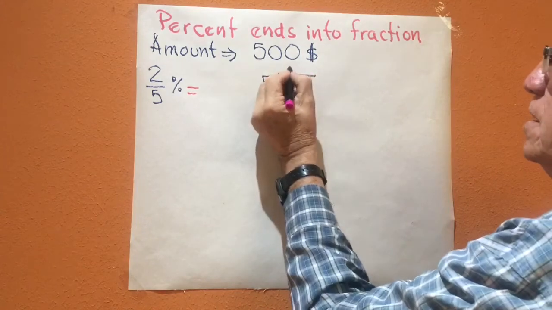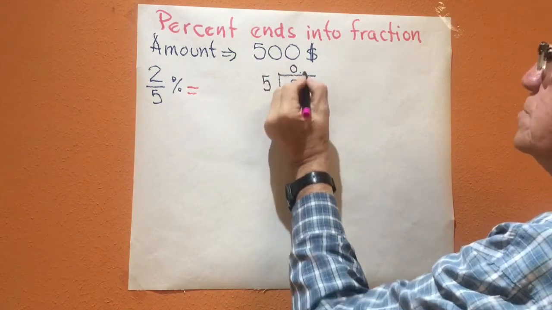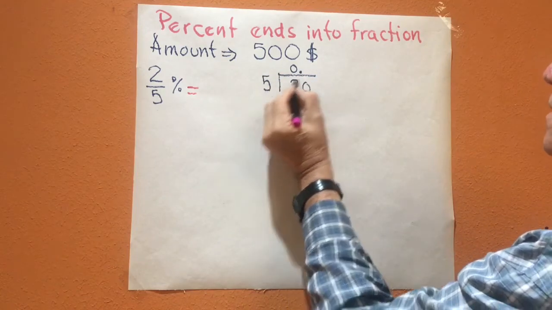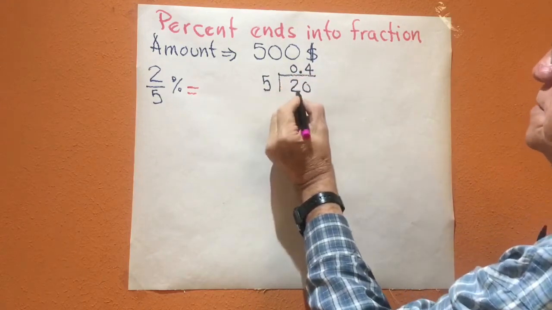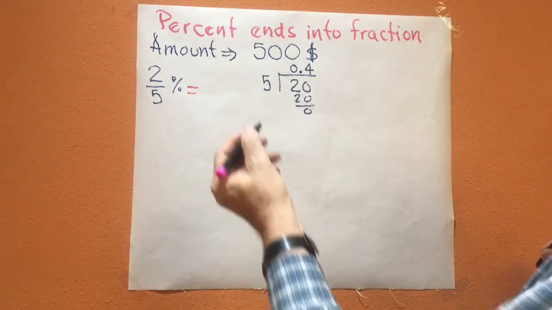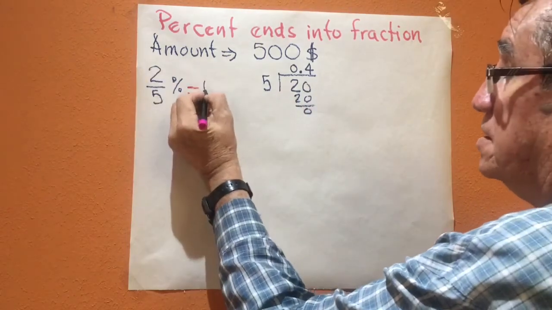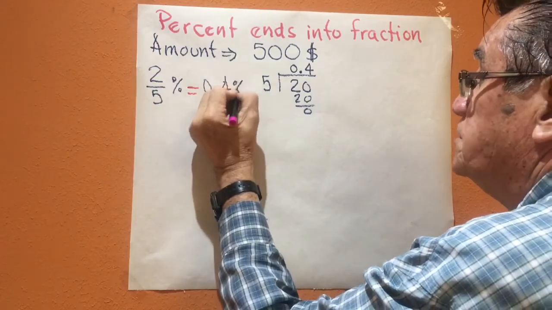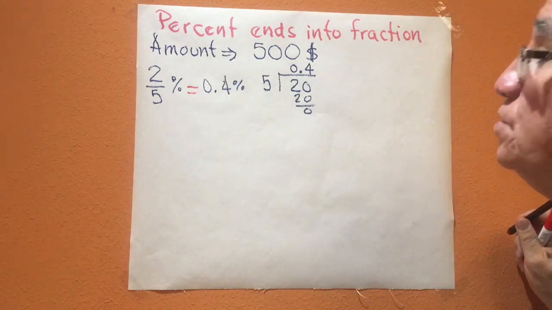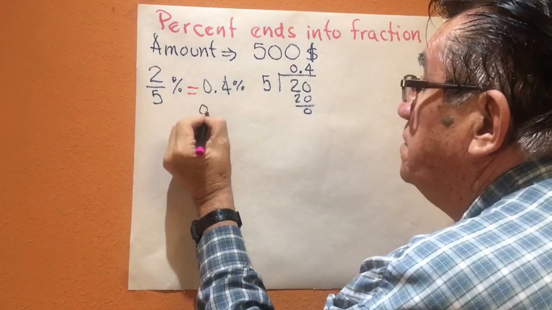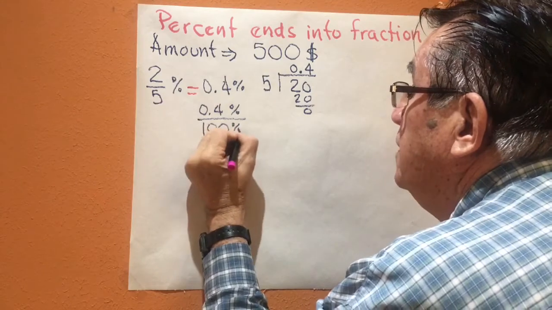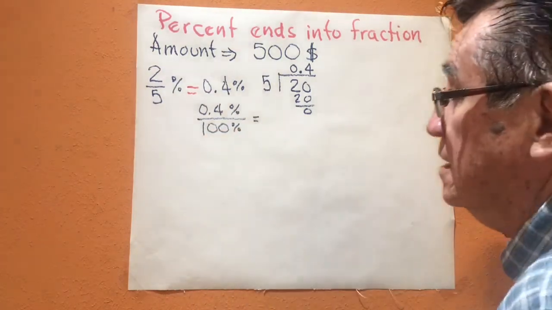So doing this division, we understand now that 2 is not divisible by 5, so I put 0 here, and okay, 20 divided by 5 makes 4. 4 times 5 is 20, so my equivalent of 2/5 is 0.4%. Okay, good. But 0.4% has to be changed into a decimal form. That means that I have to divide 0.4% by 100%. Okay? Well, now I can have it as a decimal form.